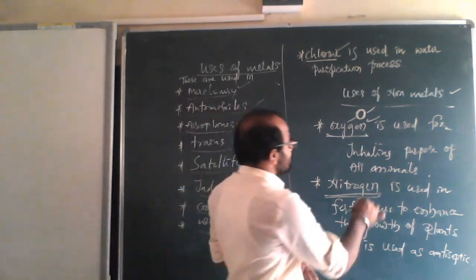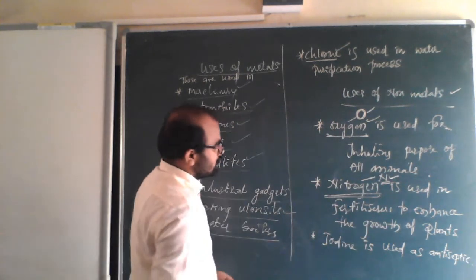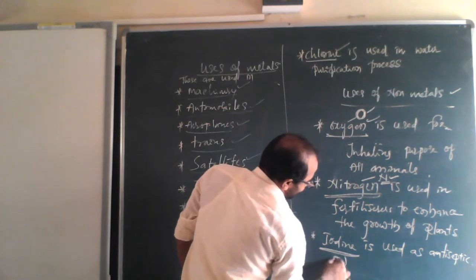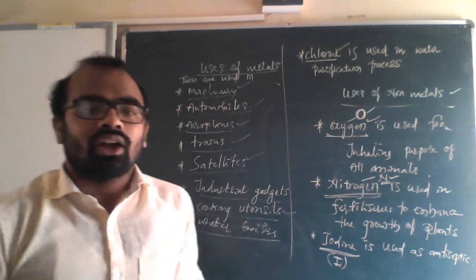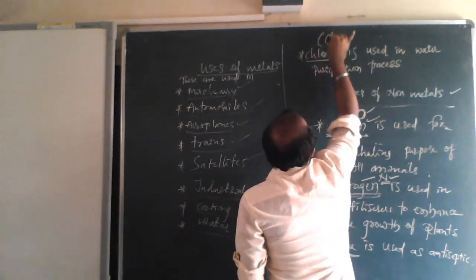Symbol of nitrogen is N. Then iodine. What is the symbol of iodine? I. Symbol of iodine is I. Okay, iodine is used as an antiseptic. Chlorine, Cl.